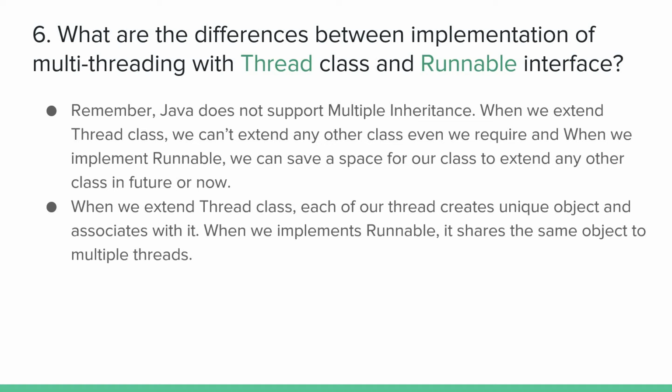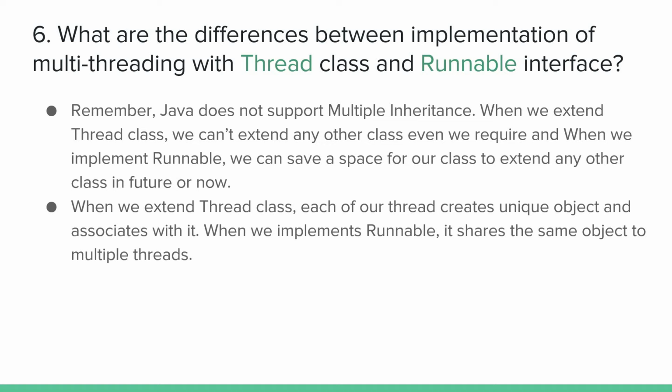And when we extend the thread class, we cannot extend any other class even if we require, and when we implement runnable, we can save a space for our class to extend any other class in future or anytime now. So please understand, when you extend the thread class, there is no room for extension of any other class. Though you require, though there is necessity, you cannot do that. But when you go ahead with runnable implementation, you have a room for extension and you can extend it in future, or if needed, you can do it now itself.